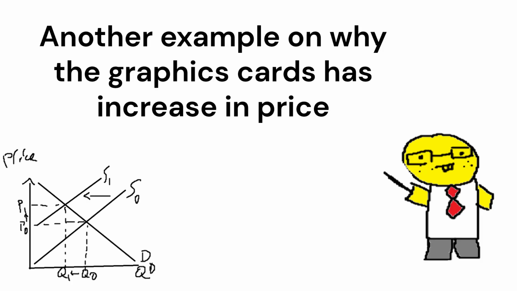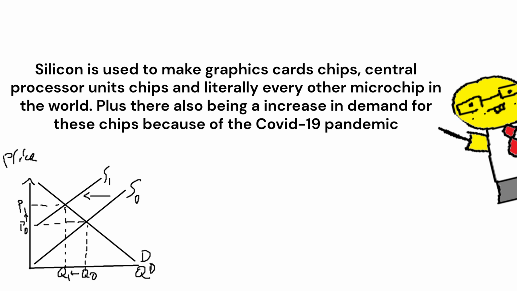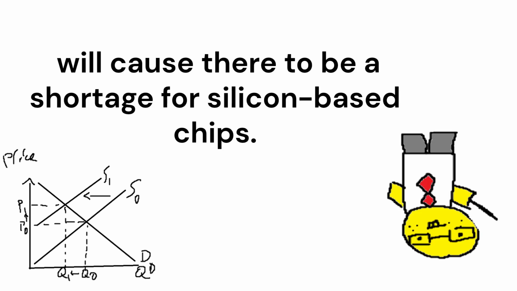Another example on why the graphics cards have increased in price is due to the fact that the supply is low. Silicon, which is used to make graphics card chips, central processing unit chips, and literally every other microchip in the world, plus there being an increased demand for these chips during the COVID-19 pandemic, will cause there to be a shortage for silicon-based chips.